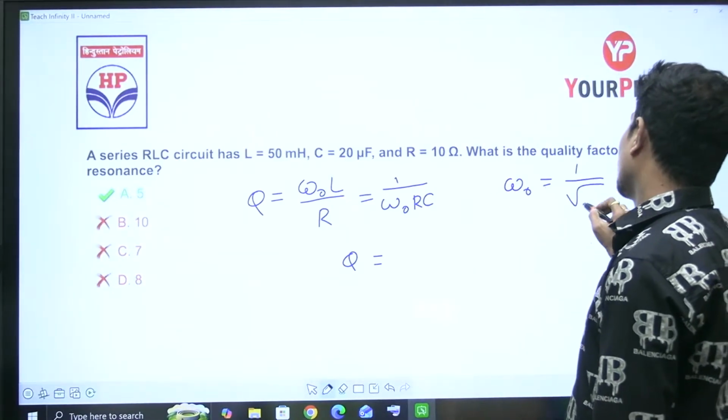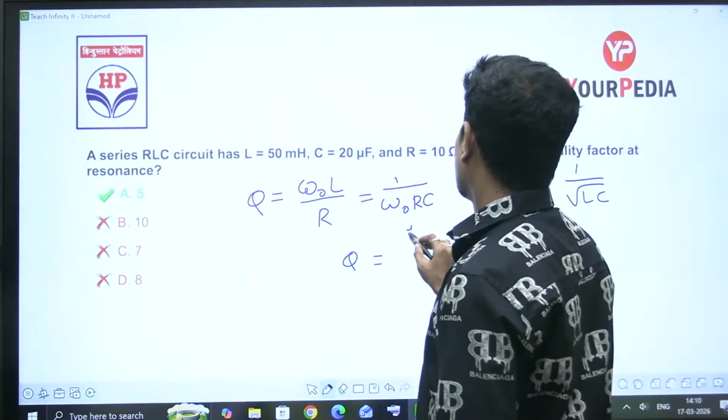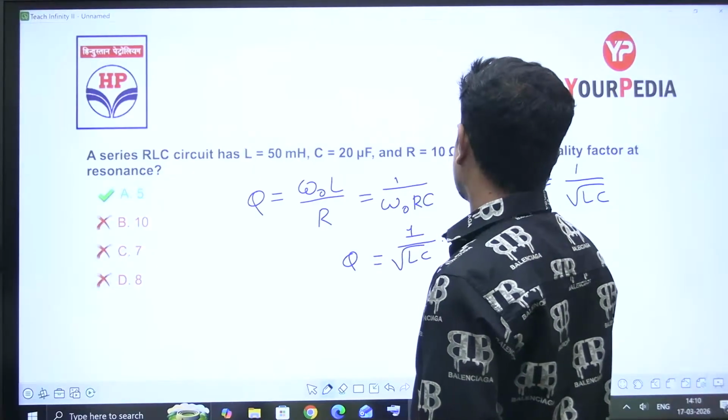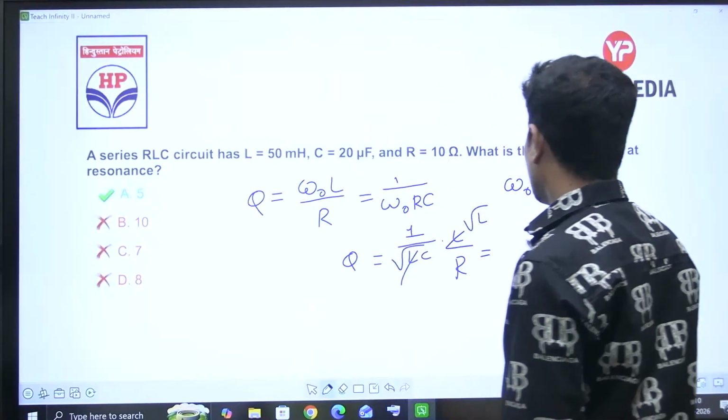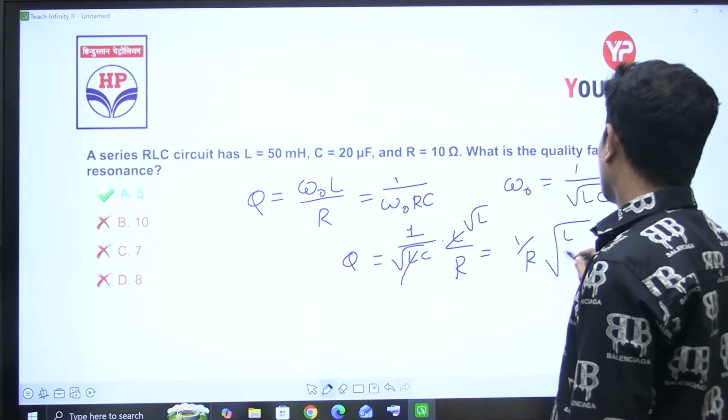1 by under root of LC. 1 by under root of LC into L by R. So L root L times it is gone. 1 by R into under root of L by C.